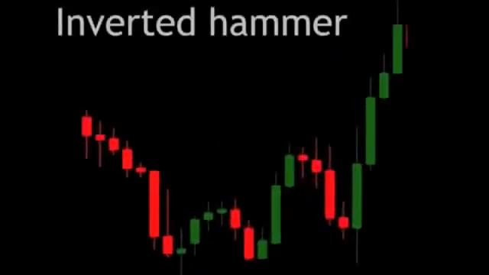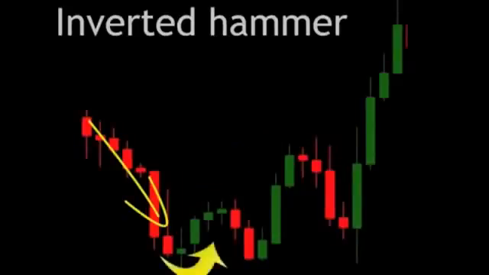The second pattern we want to look for is the inverted hammer. It looks like, well, an inverted hammer. In other words, its wick extends upwards. It also forms at the end of a downtrend and is showing possible upwards or bullish reversal.